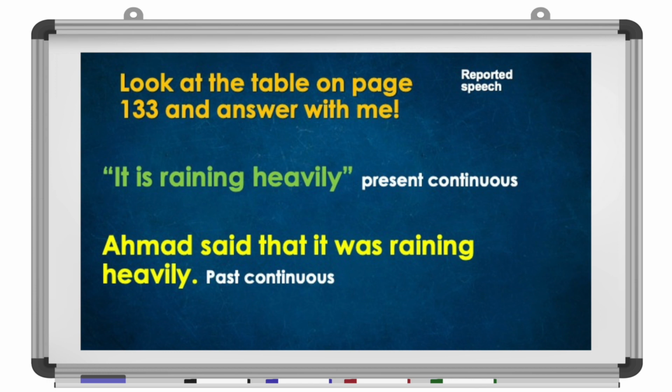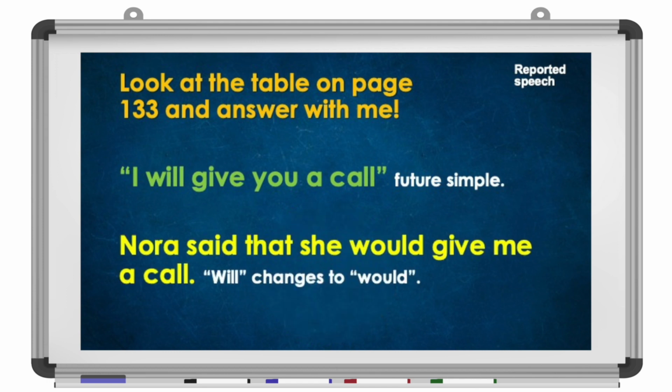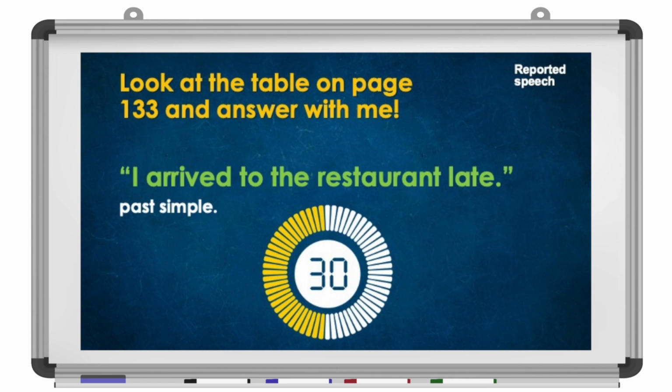Use the same table again. I will give you a call. Future simple. Check the pronoun, the tense, and report the sentence using the table. Noura said that she would give me a call. Will turned into would because we took the tense one step backward. Will changes into would.